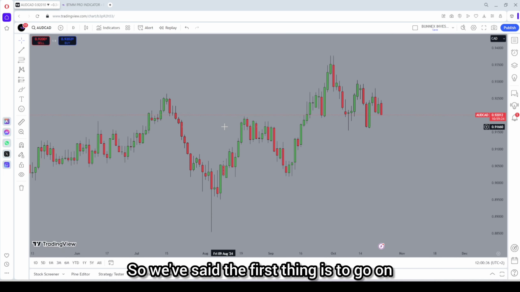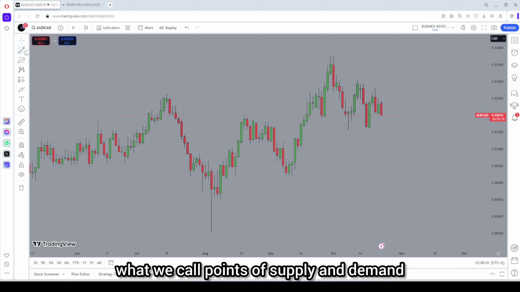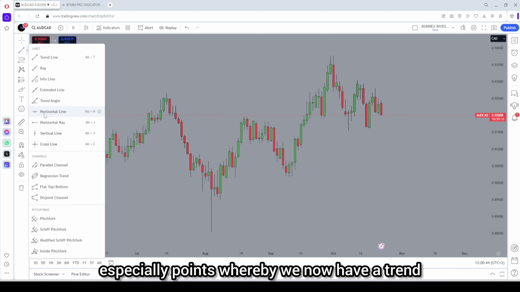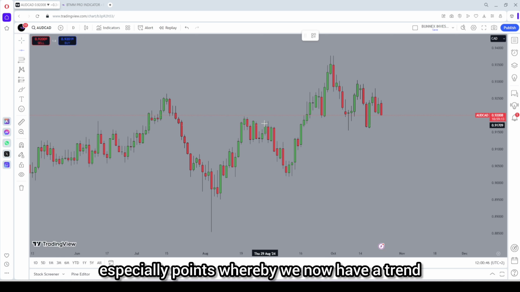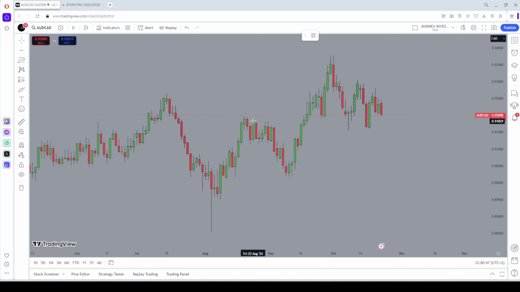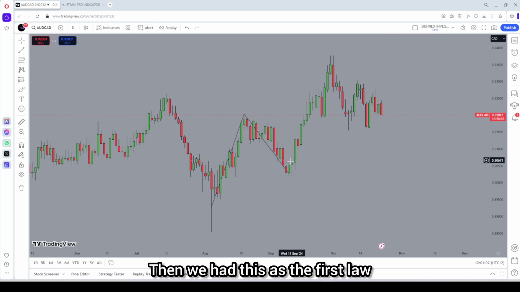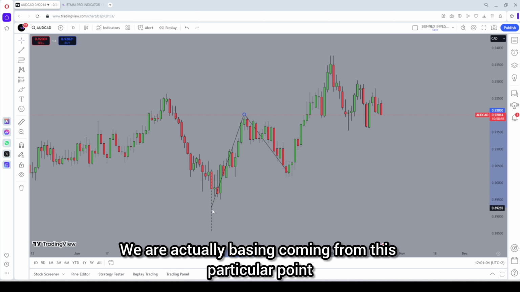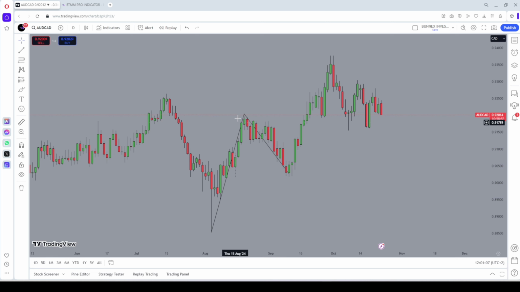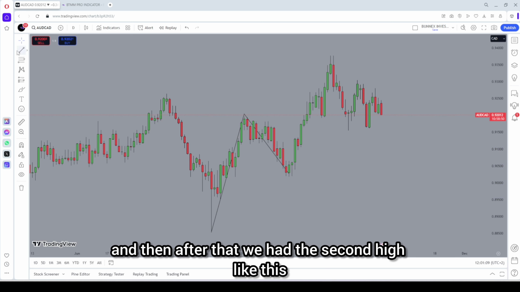So we've said the first thing is to go on the daily time frame. On the daily time frame, we need to observe what we call points of supply and demand, especially points where we now have a trend. In this case, we can see that the market was creating these flows. We had this as the first high that was issued. Then we had this as the first low that was issued. We are basing coming from this particular point. First high, first low, and then after that we had the second high like this.